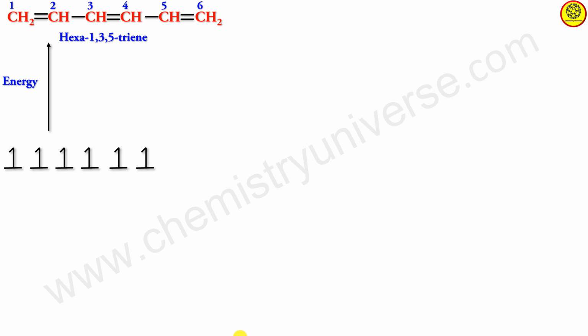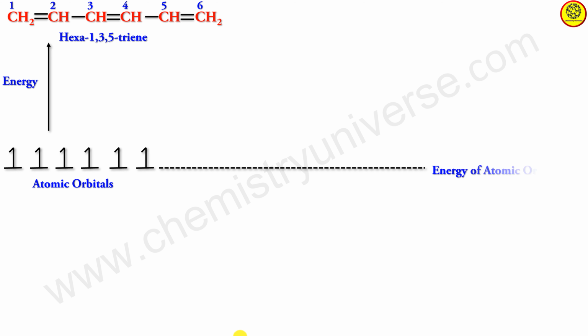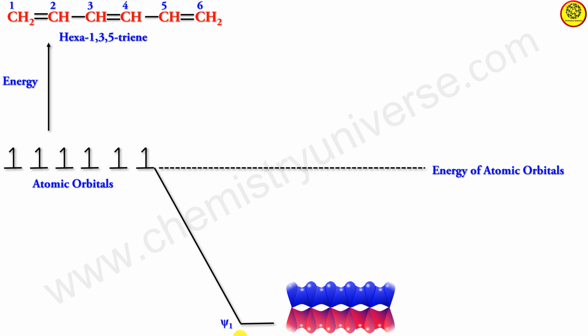And now, when they interact, their wave functions interact, this is what we get. These are atomic orbitals and this is the energy level of the atomic orbitals. Now we get a molecular orbital which is lowest in energy. We call it psi 1 and this is how it looks if I were to give you a visual image. But remember, all these are mathematical additions, mathematical multiplications. These are not exactly the picture, but this is how you will be able to understand them better.